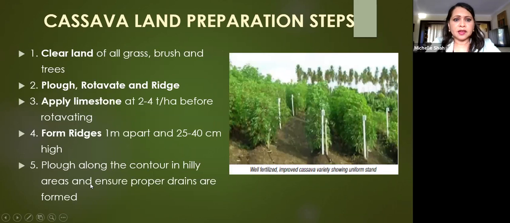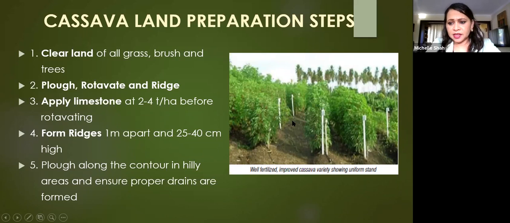Cassava land preparation steps. Firstly, you clear the land of all grass, bush, and trees. Next, you plow, rotate, and ridge. Then you apply limestone at 2 to 4 tons per hectare before rotating. Form ridges 1 meter apart and 25 centimeters high. Plow along the contour in hilly areas and ensure proper drains are formed.